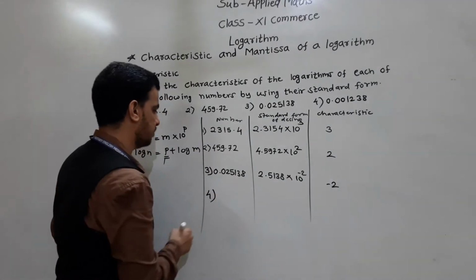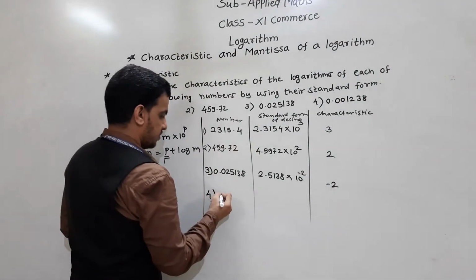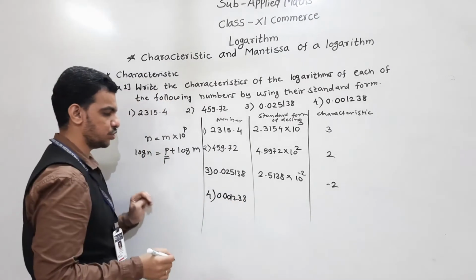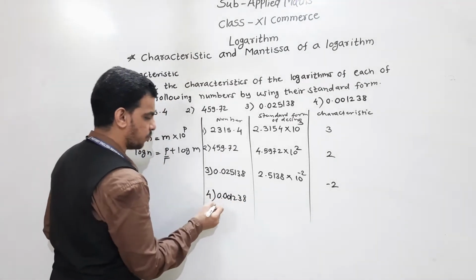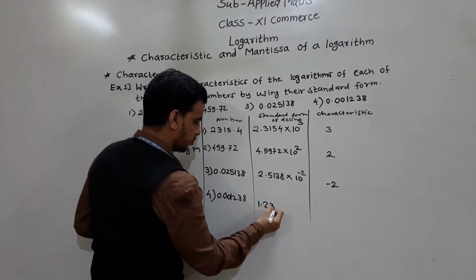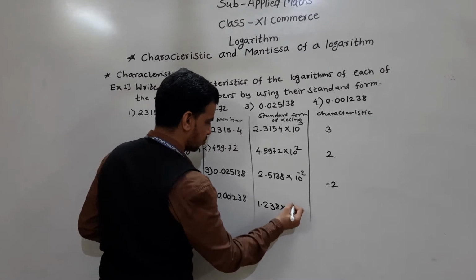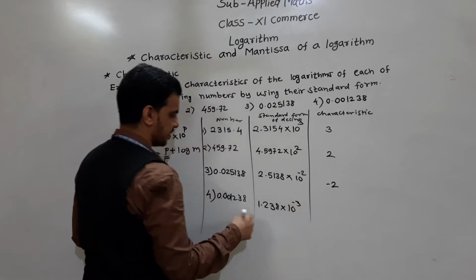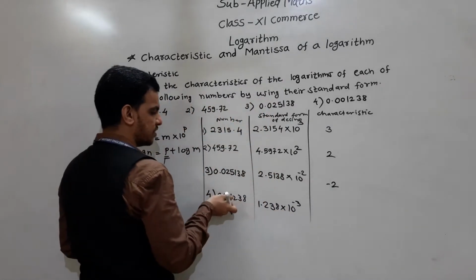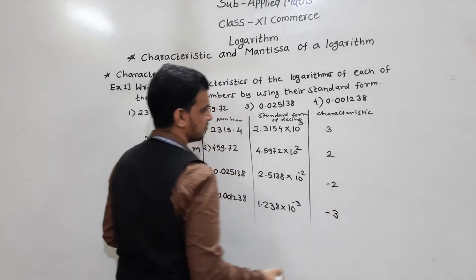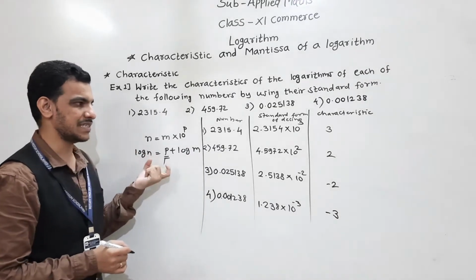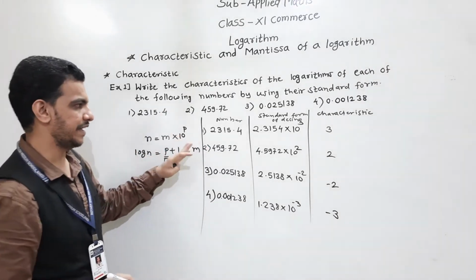Fourth one, 0.001238. Now we have to shift this decimal point 3 places. So it is 1.238 into 10 raised to, we shift to the right side, so 10 raised to minus 3. So the characteristic of the logarithm of this number is minus 3. Understand this method. Now we will discuss the second method to find the characteristic.